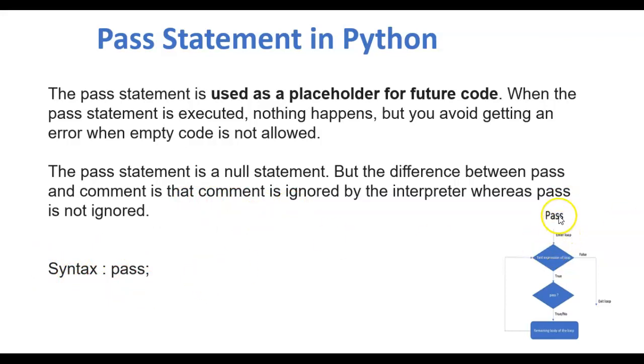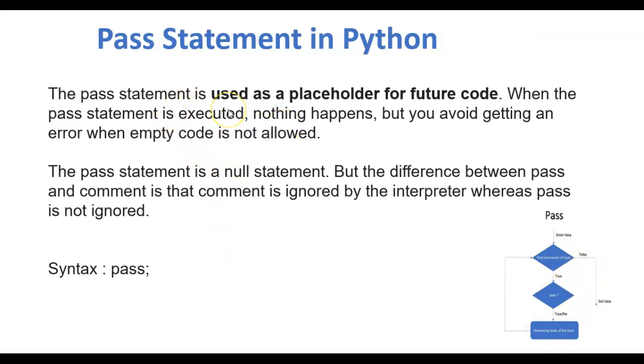And here is the syntax of pass. Let's see the flowchart for pass. Whenever the test expression is true, it will go to the body of the loop. Inside the body of the loop, if it sees pass, it will not do anything. It comes out of this and executes the remaining body of the loop. Finally, if the condition is false, it will exit the loop.